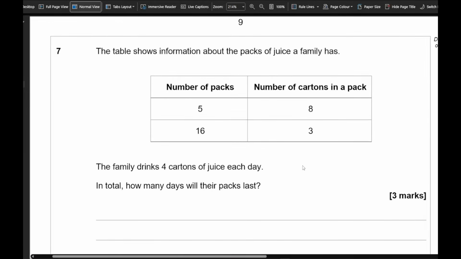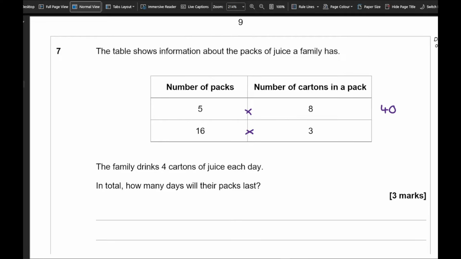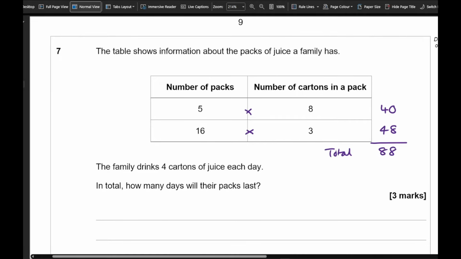Moving on to question 7, it says the table shows information about packs of juice a family has. The family drinks 4 cartons of juice each day. In total, how many days will their packs last? So first things first, what I need to do is work out how many cartons they have. So it's 5 times 8, which is 40, and 16 times 3, which gives me an answer of 48, giving me a grand total of 88 cartons. Now if they're drinking 4 cartons per day, I then do 88 divided by 4, which gives me an answer of 22. So the answer then is 22 days.